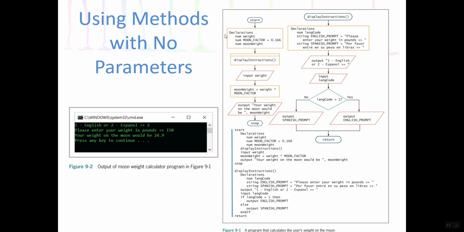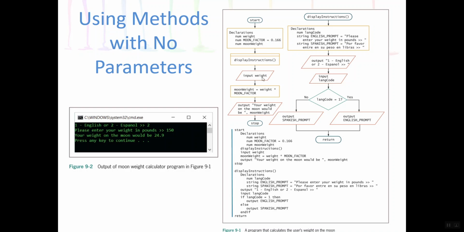Here in main, we see it being used after we've declared a few variables, at the point where we want to display the instructions to the user and get the language code, and then display the appropriate instructions. So we see that call right here represented by the rectangular box with the line across. This is a method call. And notice to call the method, we just use the name of the defined method. It must match up, and the parentheses. After that point, we can proceed with the rest of the program.